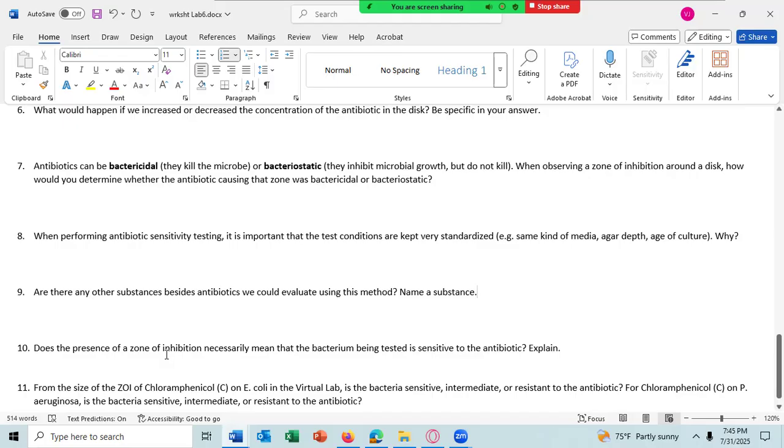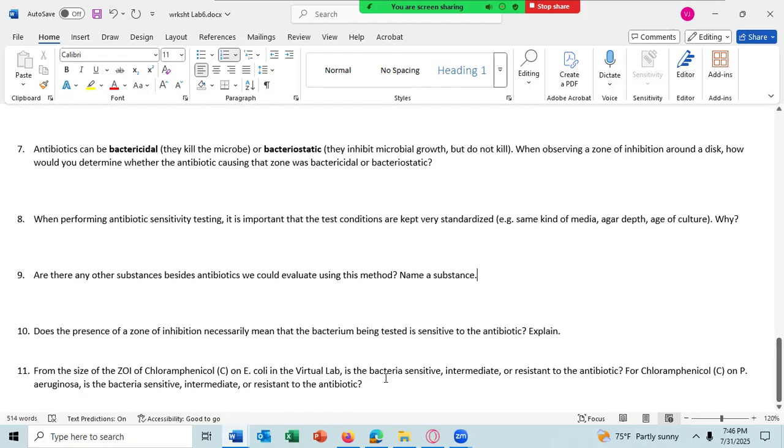10, does the presence of the zone of inhibition necessarily mean the bacterium being tested is sensitive to the antibiotic? Explain your answer. And 11, the size of the zone of inhibition of chloramphenicol on E. coli in the virtual lab. Is the bacteria sensitive, intermediate, or resistant to that antibiotic? For chloramphenicol on P. aeruginosa, is the bacteria sensitive, intermediate, or resistant to that antibiotic?